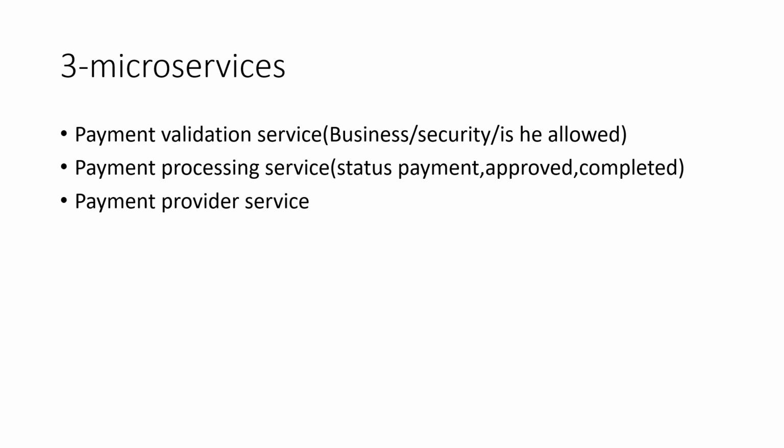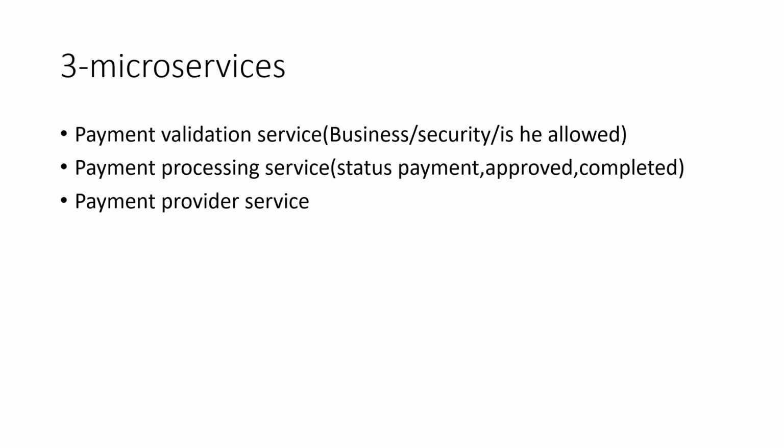The first one is basically what is the business need, what is the demand of that businessman, what security they need, is he allowed to do the payment, is his card allowed to do the payment. Any security-based or business-based thing will come into the validation service.